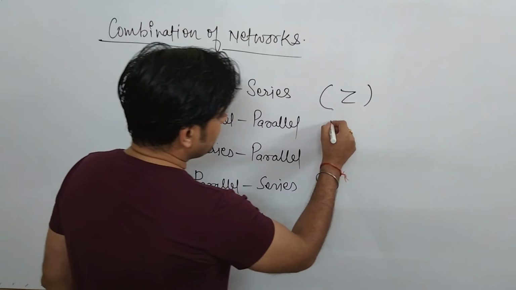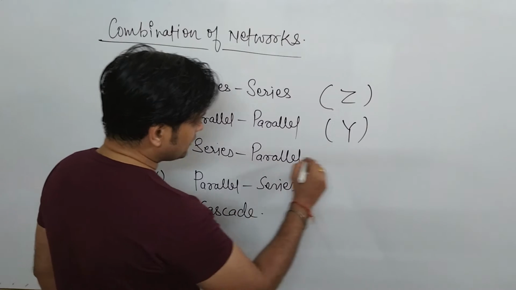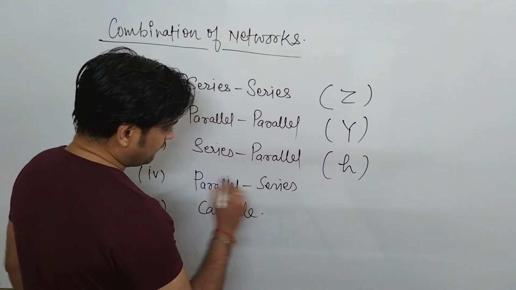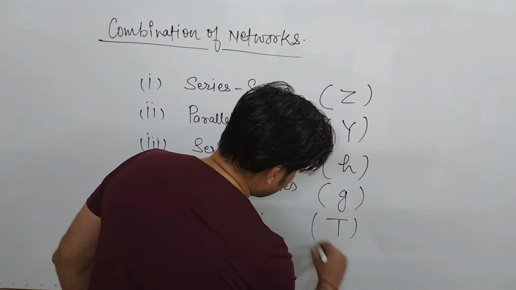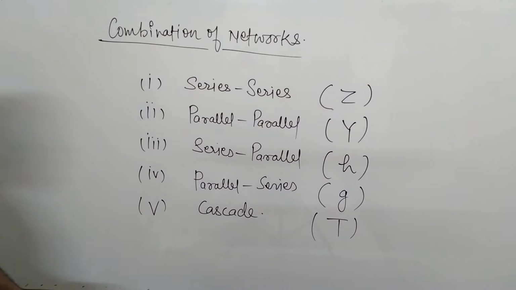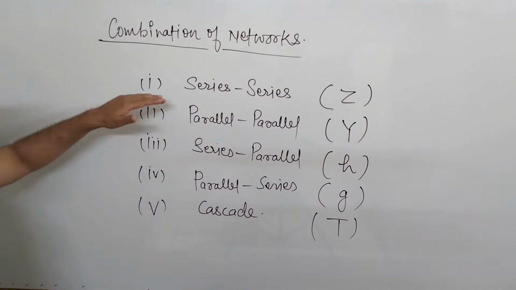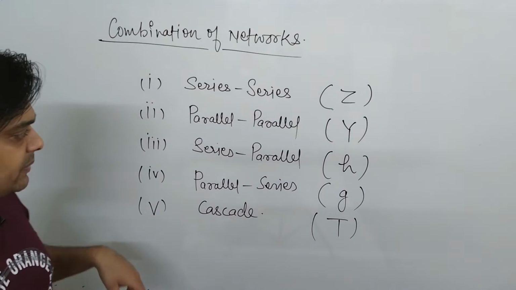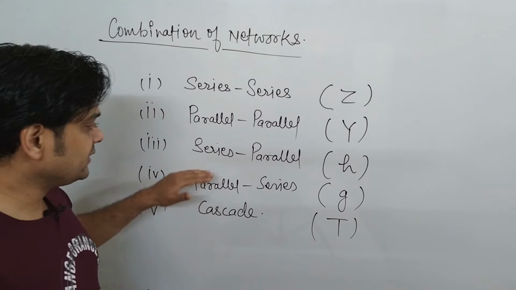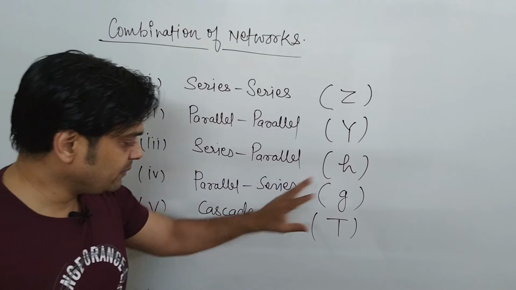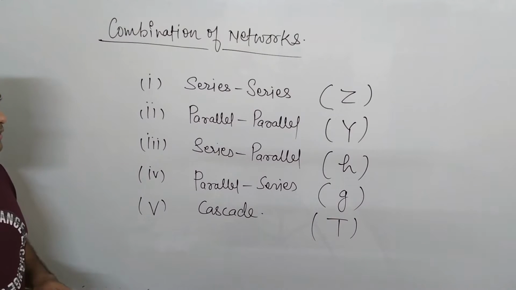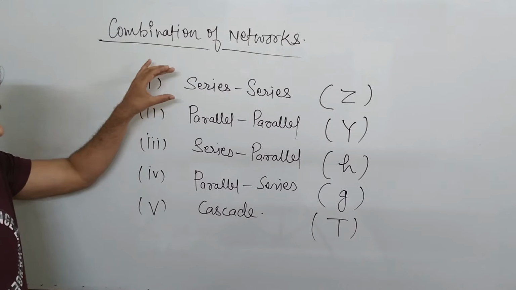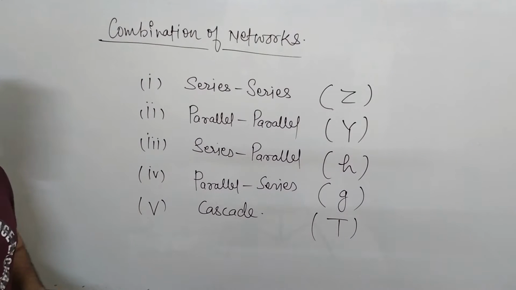Okay, so for parallel we always go for Y parameter, for series-parallel we always go for H parameter, for parallel-series we always go for G parameter, and for cascade we always go for T, that is transmission parameter. Please remember these points. When there exists a series, go for Z parameters; parallel, Y parameters; series parallel, H parameters; parallel series, G parameters; and whenever there is a cascade network, find the transmission parameters. Now we will see what are the conditions, or the block diagrams, under these 5 categories.